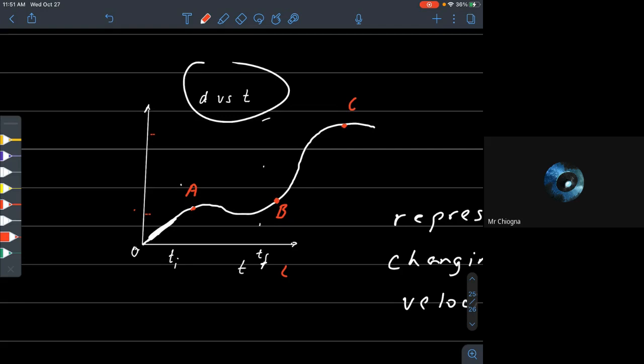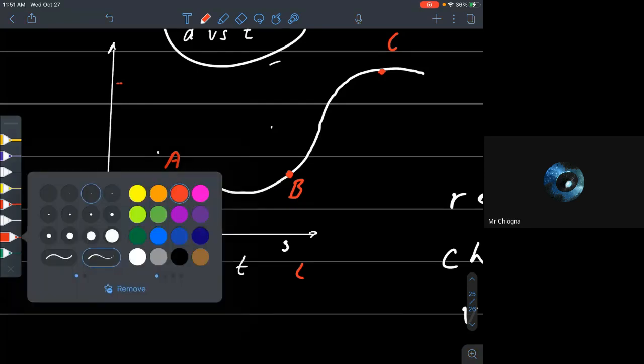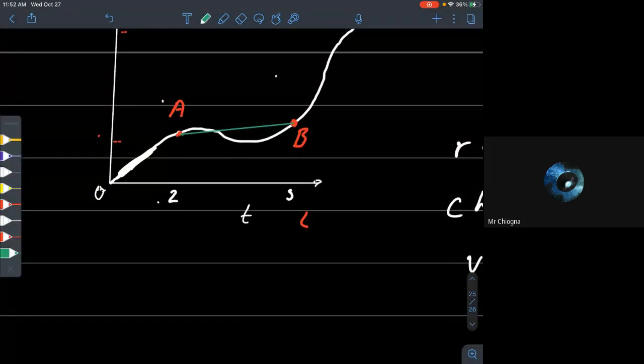You could talk about the velocity between 2 points in time. Let's say A and B correspond to, I'm making these numbers up, 2 and 5 seconds. What is the velocity between 2 and 5 seconds? Well, it's not constant. You can see by this curve here, it's not a straight line. So how do we go about calculating that? We can find what's called the average. The average is the slope of that green line, the line that connects the 2 points.